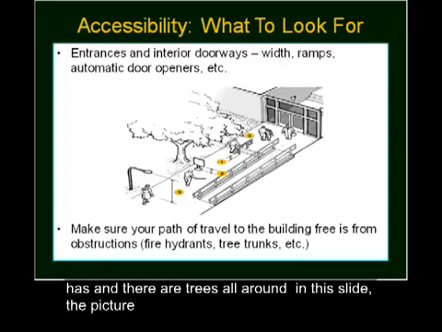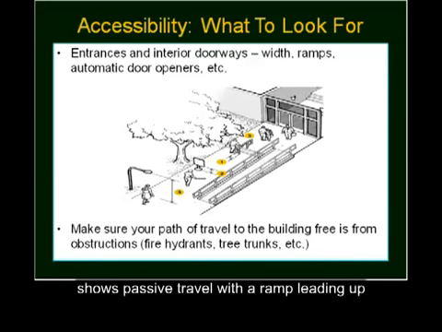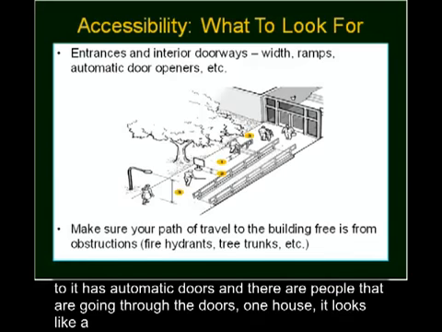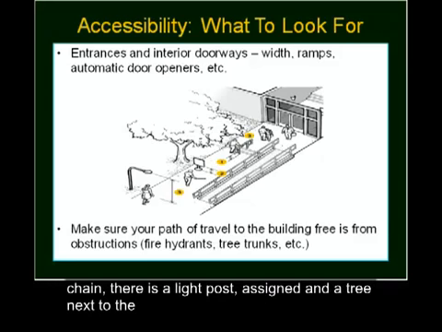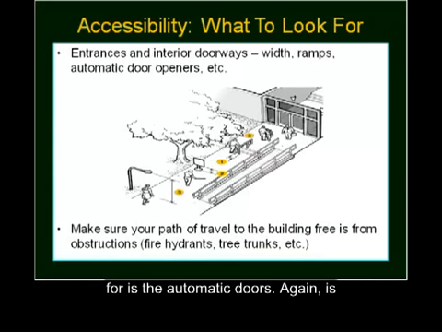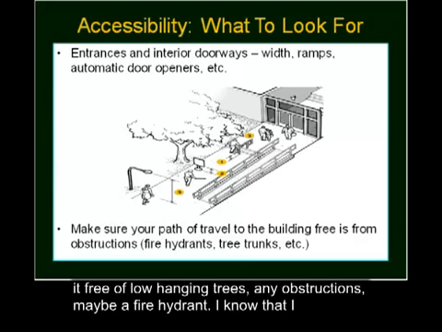And in this slide, the picture shows a path of travel with a ramp leading up to an entrance that has automatic doors, and there are people that are going up to the door. One looks like he has a cane. There's a light post, a sign, and a tree next to the sidewalk, and that has a low-hanging branch. And this is something that we want to look for, is their automatic doors. Again, is it free of a low-hanging tree, any obstructions, maybe a fire hydrant?